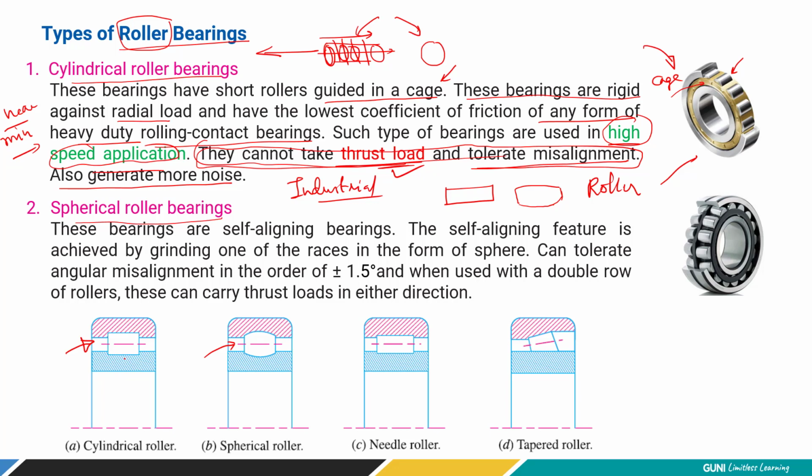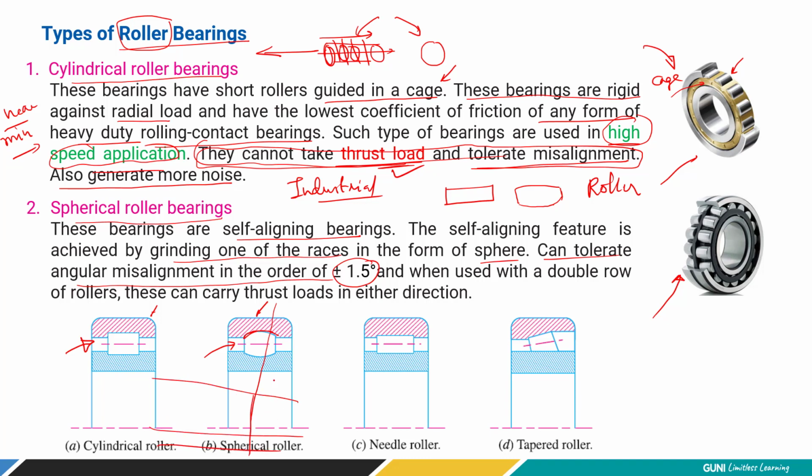Now these bearings are self-aligning bearings. Look at the actual figures. They are called self-aligning bearings. Why? The self-aligning feature is achieved by grinding one of the recesses. One of the recesses means the rings, outer ring and inner ring. This is what they are talking about, right? This inner recess in the form of a sphere can tolerate angular misalignment in the order of plus or minus 1.5 degrees. That means if the shaft is simply lifted like this, let's say this is an upward deflection.